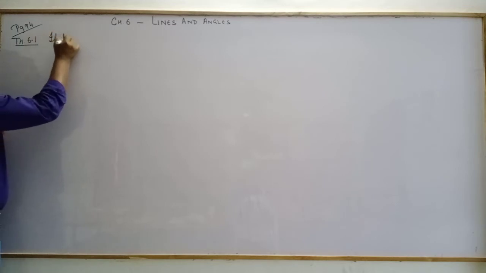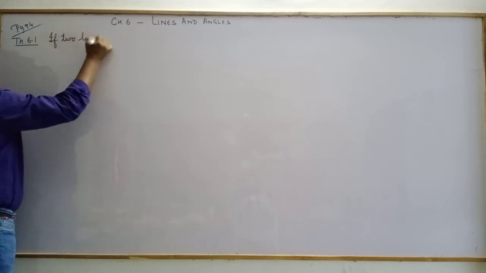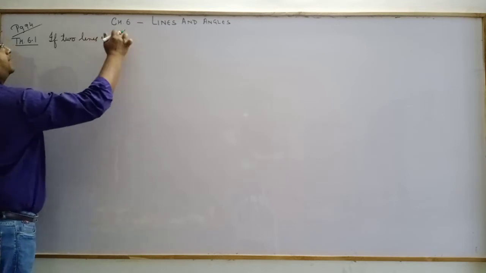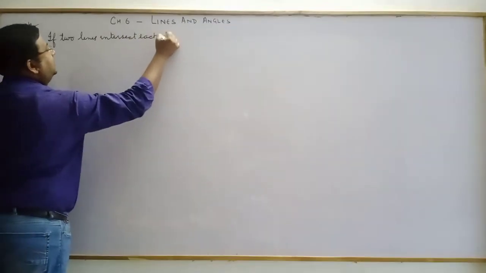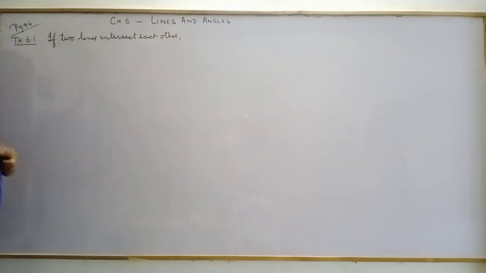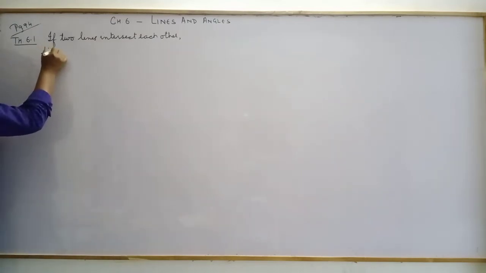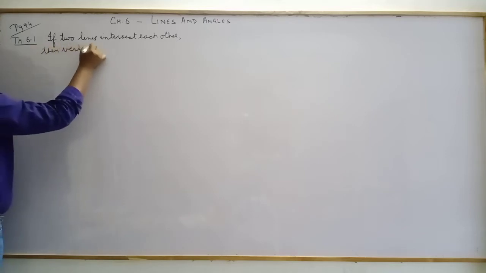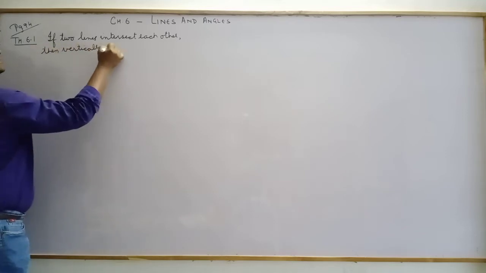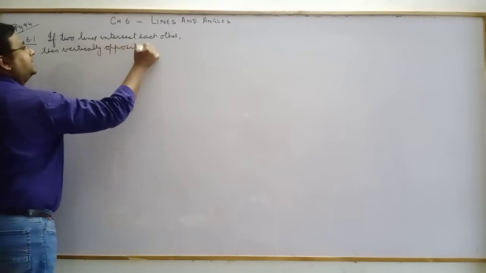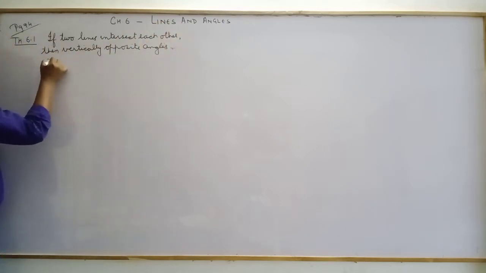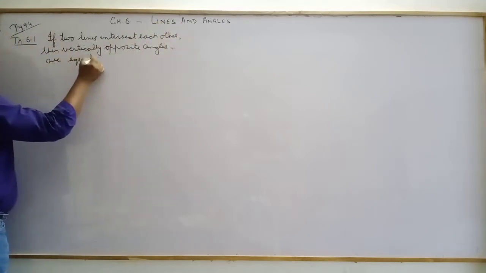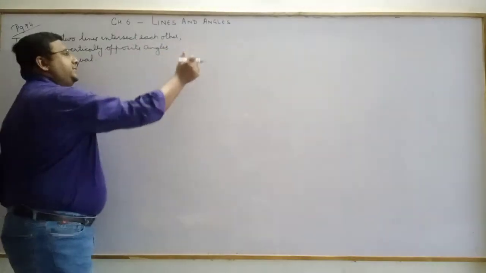If two lines intersect each other, then vertically opposite angles formed are equal. This is your statement and we are going to prove it.